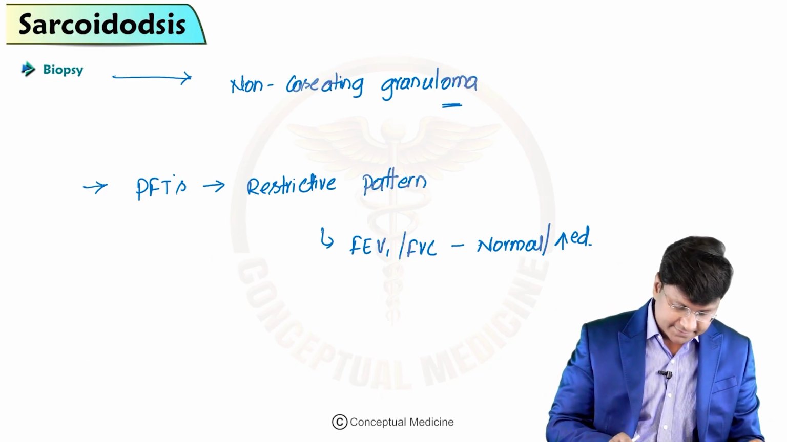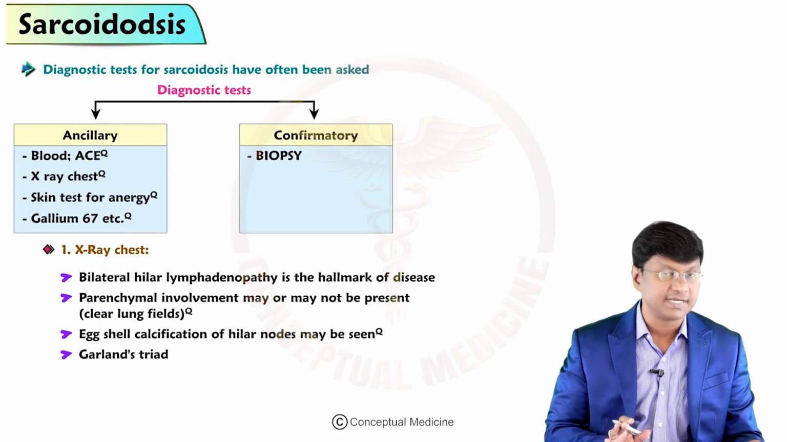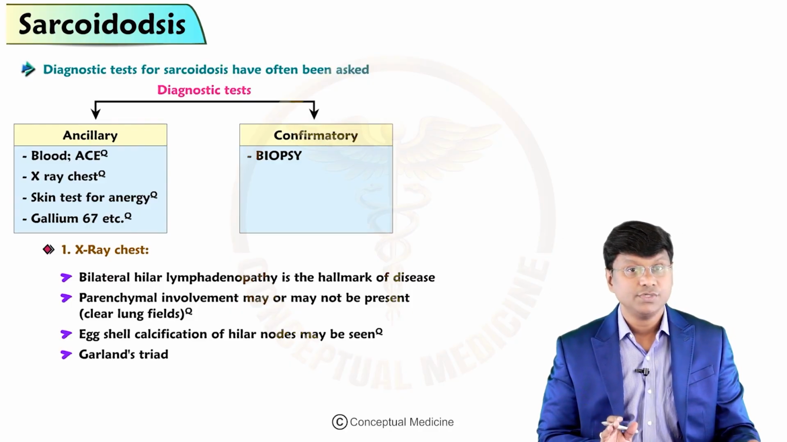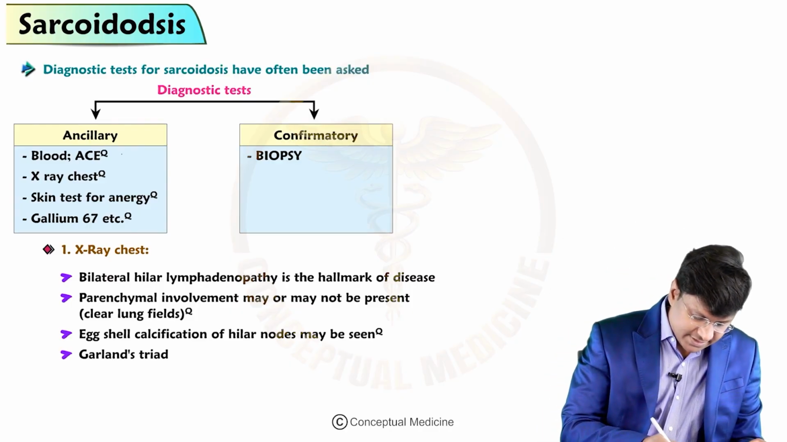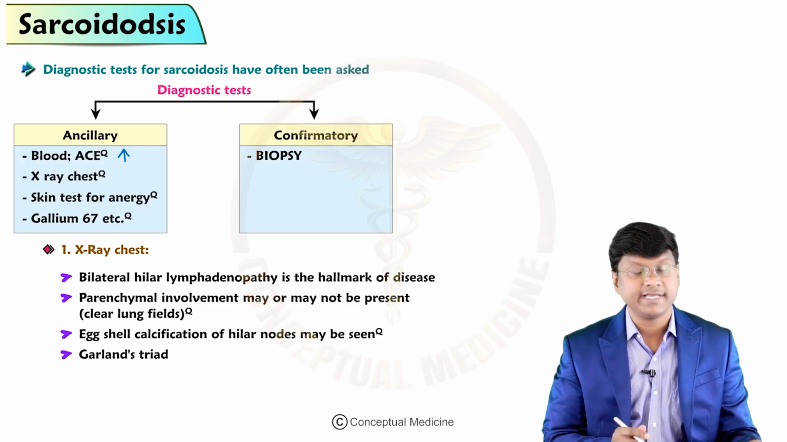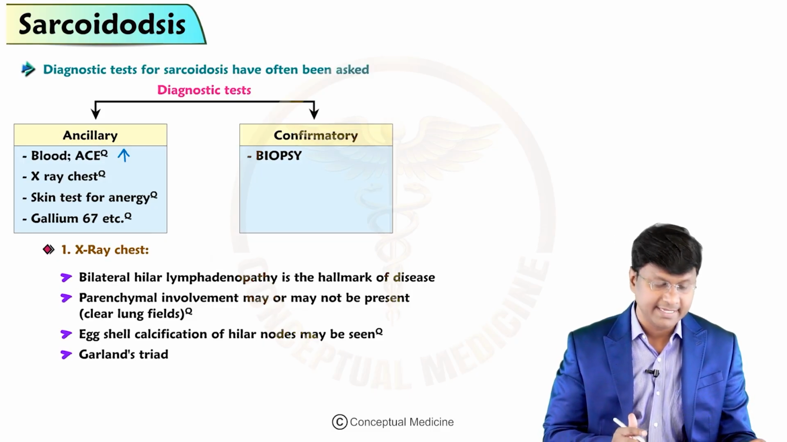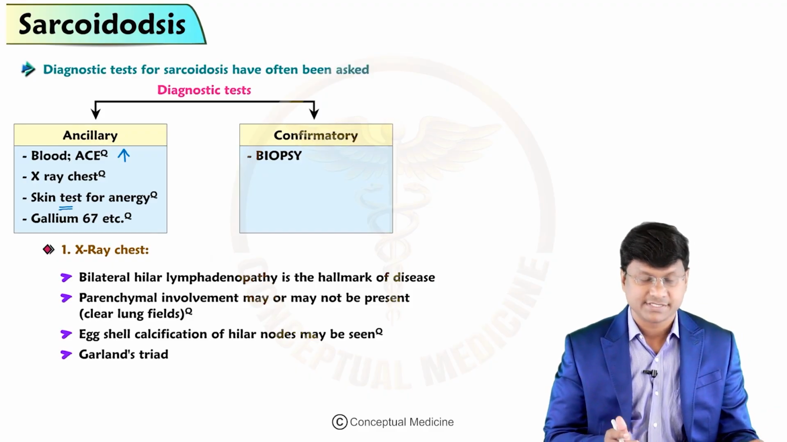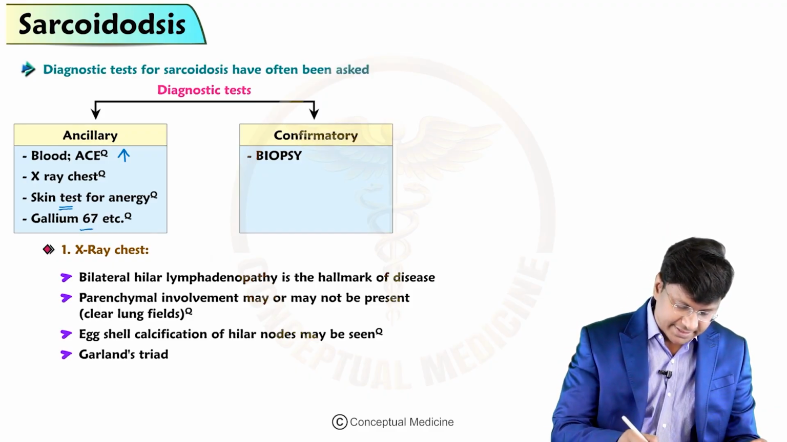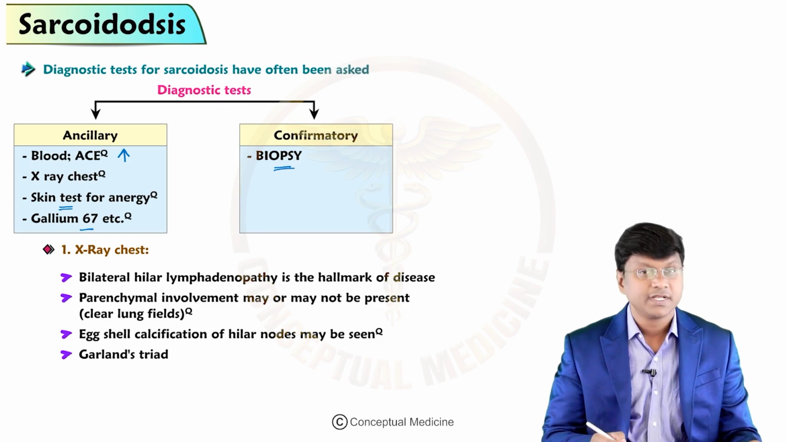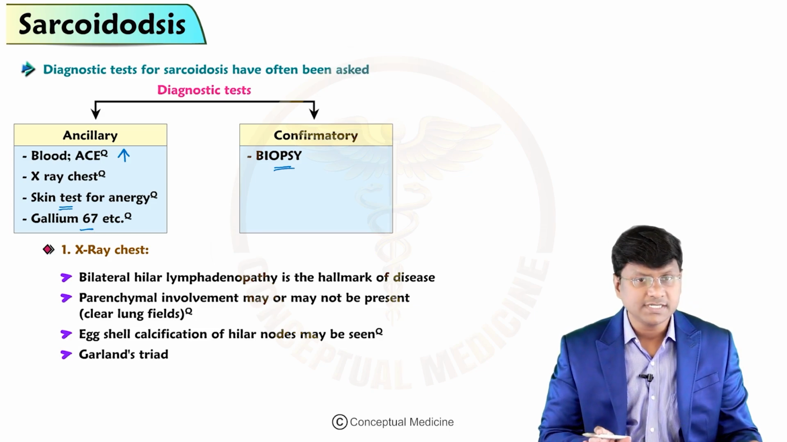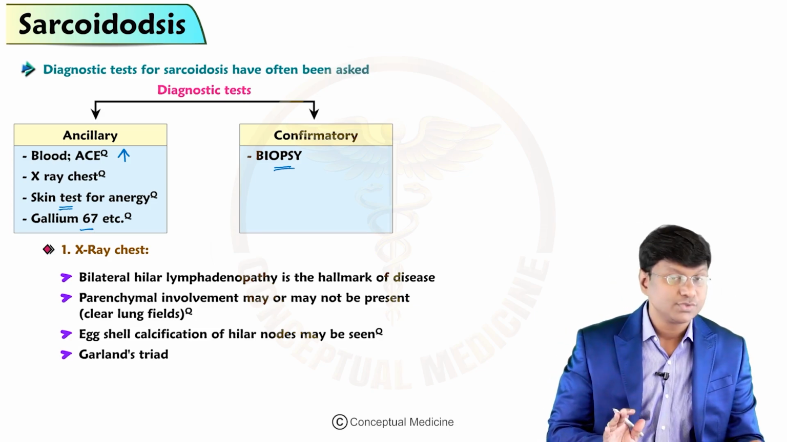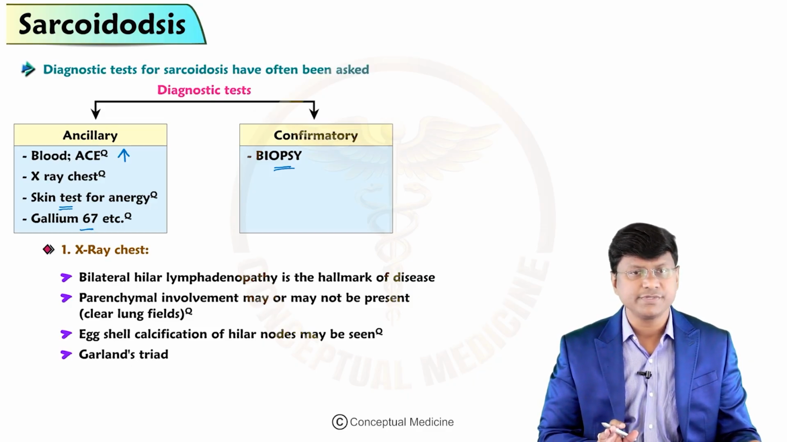Now, this is the summary of the investigations. What will happen to your ACE levels? It is increased. What does the X-ray of the chest show? Presence of bilateral hilar lymphadenopathy. The skin test is nothing but your Kveim-Siltzbach test. Gallium-67 uptake will be there. And biopsy is the one that definitely confirms sarcoidosis. So this is the summary of investigations in patients with sarcoidosis.